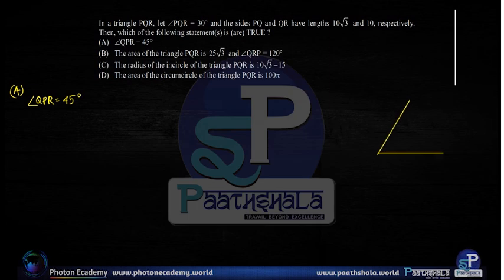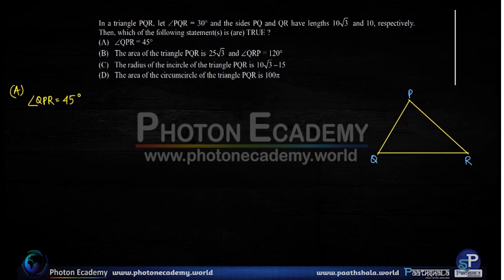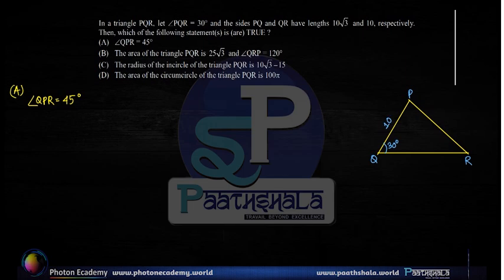This is what we are drawing as triangle PQR. According to the question, angle PQR is 30 degrees. This is angle PQR, which is 30 degrees. And PQ and QR have lengths 10 root 3 and 10. PQ is 10 root 3 and QR has length 10.